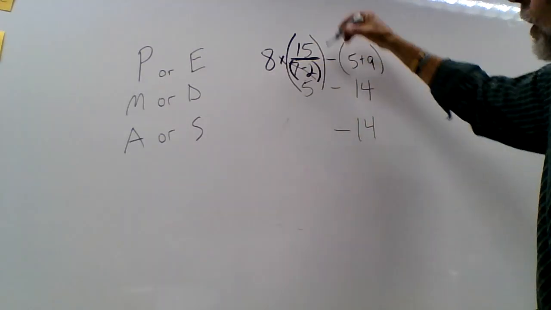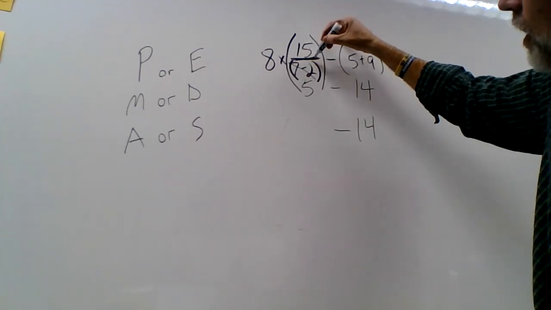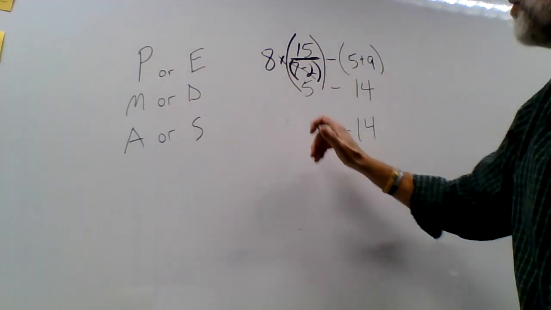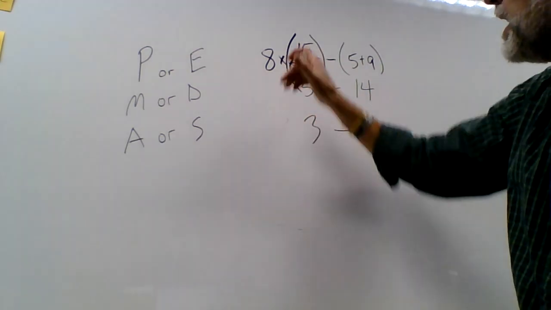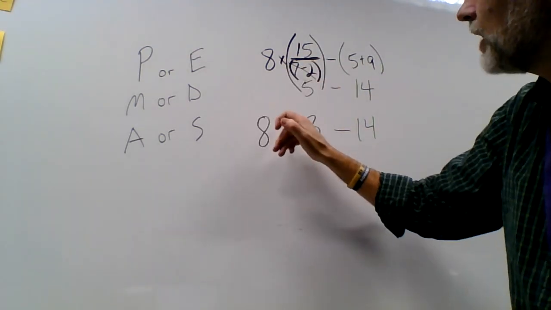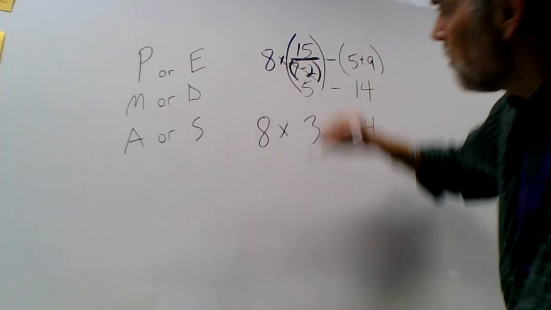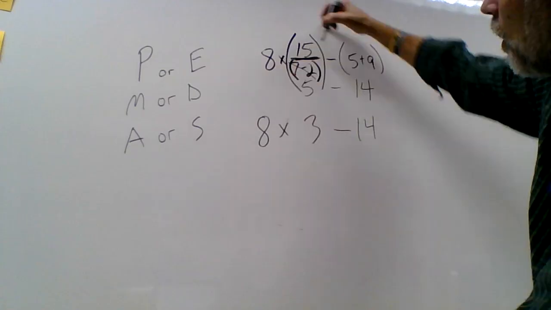Now inside this parentheses, we're left with 15 over 5. That means 15 divided by 5, which is 3. And then we still have the 8 times in front of it. So again, anytime you see a fraction bar, put parentheses around the whole thing.